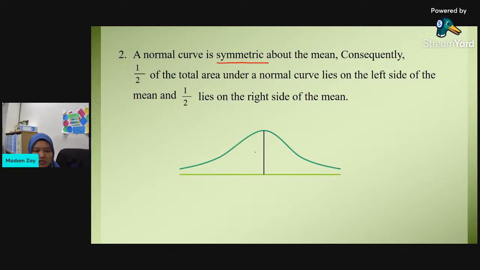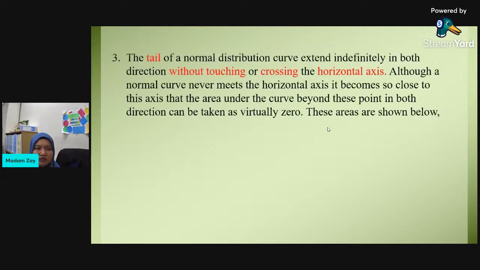So, probability dia apa kat sini? Kalau sini mean, belah kiri ni probability, total probability ataupun total area kat sini adalah 0.5. So, belah kanan pun sama, 0.5. Okay, so barulah kita boleh totalkan, dia akan dapat 1 lah sebab total probability is equal to 1. And then, the third one, the tails of a normal distribution curve extend indefinitely in both directions without touching or crossing the horizontal axis, which is the y equal to 0 lah ataupun x-axis ke.